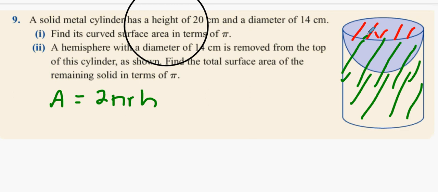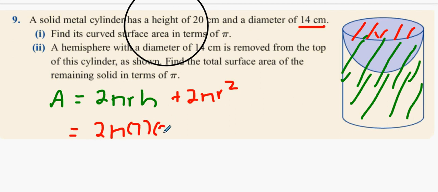What's on the inside then? Half the curved surface area of a sphere. What's half the curved surface area of a sphere? 2 pi r squared. Then what do we do? 2 pi radius, radius is 7, height 20. And you put all this into the calculator. What do you get when you throw all that in really quickly? Come on. Anybody?